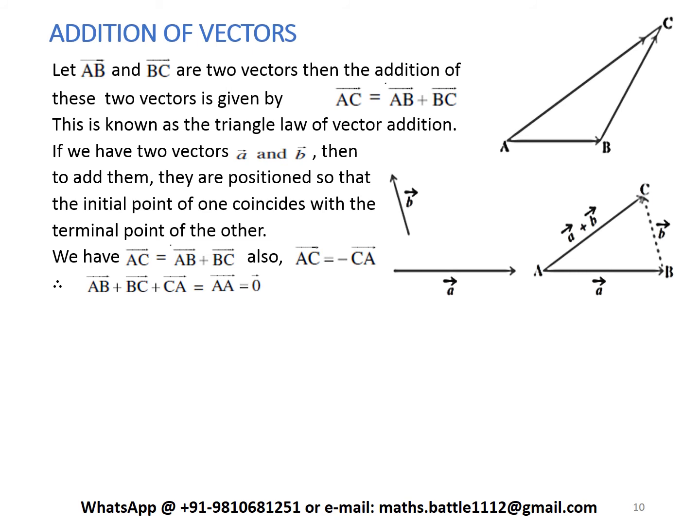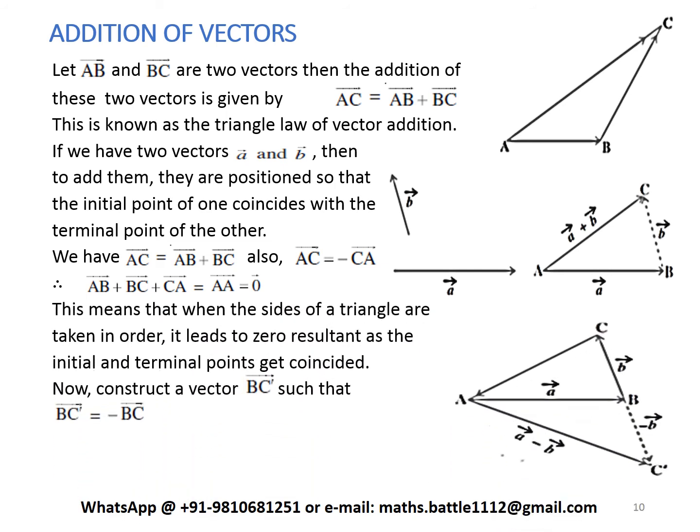Also, AC is equal to minus CA. Therefore, vector AB plus vector BC plus vector CA is equal to vector AA, which is equal to the zero vector. This means that when the sides of a triangle are taken in order, it leads to a zero resultant, as the initial and terminal points coincide.